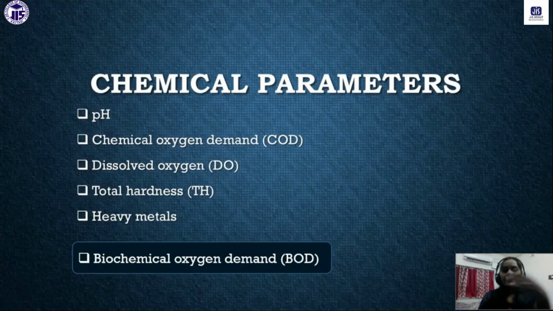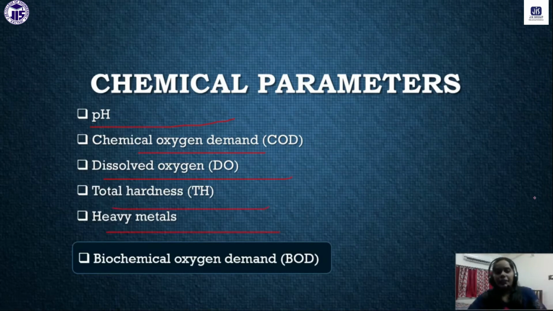As I told you, these are some of the chemical parameters: pH, chemical oxygen demand, that is COD, dissolved oxygen, total hardness and heavy metals, and of course the biochemical oxygen demand, whatever we are discussing so far. That is very important.